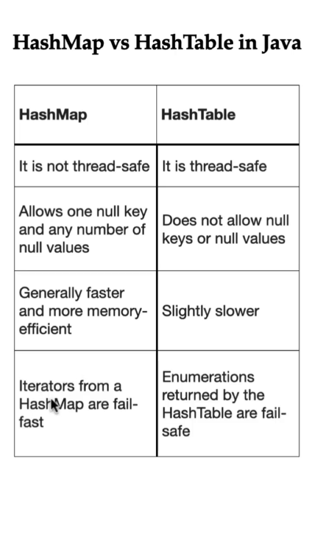processing. Next, HashMap has a fail-fast iterator, which means if the HashMap is changed while iterating over it, it will throw a concurrent modification exception. On the other hand, HashTable uses enumerations that are fail-safe, which means they won't throw an exception if the HashTable is modified during the iteration.